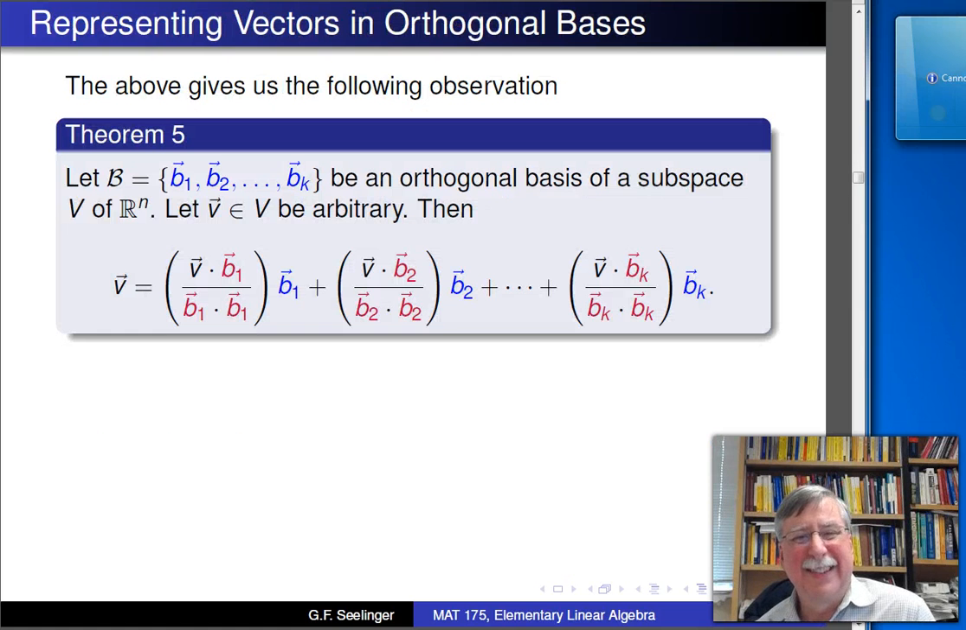So this summarizes in the following theorem: let B1 through Bk be an orthogonal basis of a subspace V of Rn, and let V be an arbitrary vector in that subspace. Then I can write V as a linear combination of the B's just by taking this dot product, right? And so this is what I said before. This is just the projection of V onto B1. This is just a projection of V onto B2. This is just a projection of V onto Bk. And so all I'm doing is projecting onto the individual basis elements.